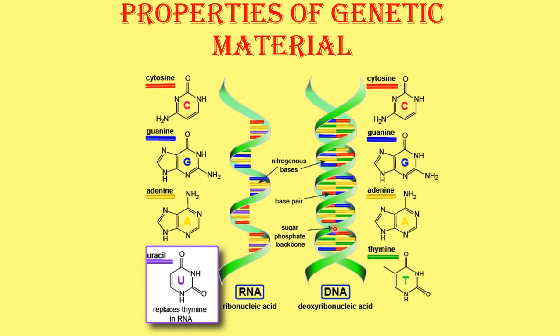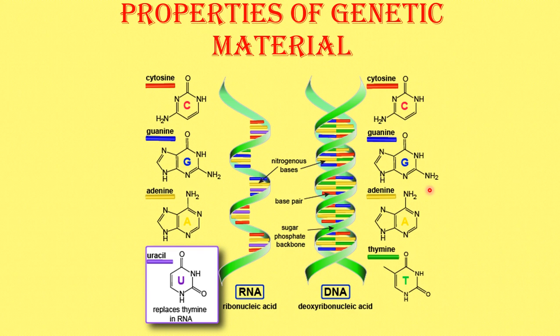And what is this green structure? The basic strand, the backbone of DNA or RNA, is formed of sugar, that is the ribose or deoxyribose sugar, and phosphate, that is the backbone. In the middle, you can see the nitrogenous bases present in the form of base pairs. Okay, now we'll see the different properties of the genetic material one by one.